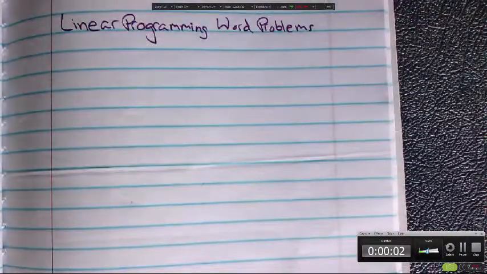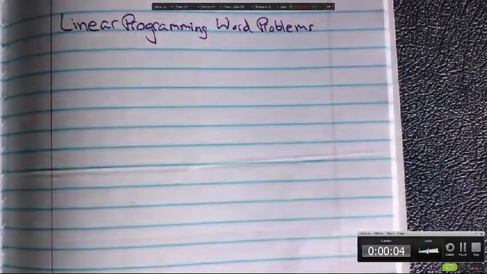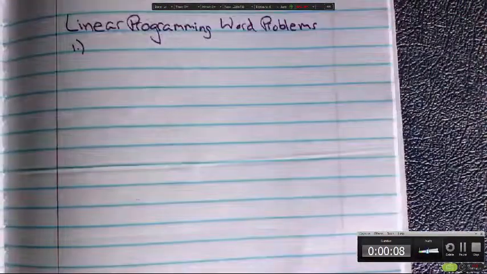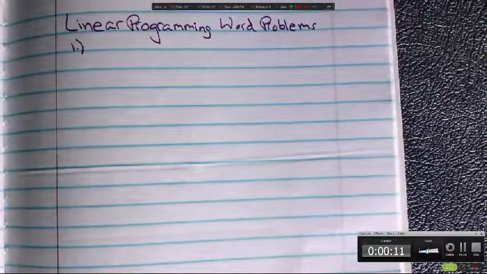Linear programming word problems. We've got 7 steps to write down, and then we're going to do one example. There will not be any homework tonight. We'll do the homework in class tomorrow.